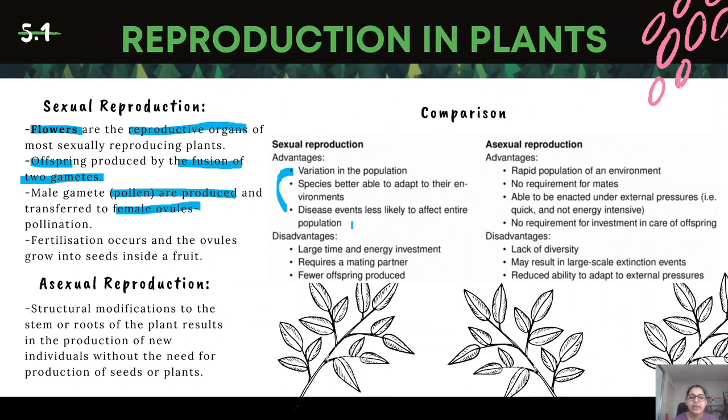Asexual reproduction, on the other hand, leads to the rapid population of an environment. There is no requirement for mates, and it's able to be enacted under external pressures. For example, it's quick and it's not energy intensive, and there is no requirement for investment in the care of offspring. Disadvantages are the lack of diversity. It's a huge one. It can result in large-scale extinction events, and it has led to the reduced ability of the organism to actually adapt to external pressures.